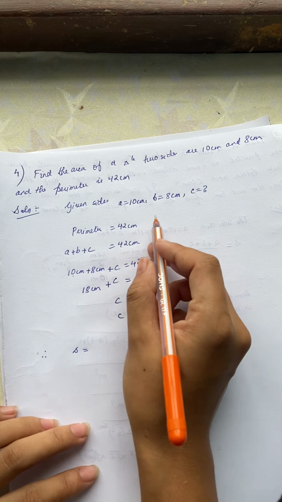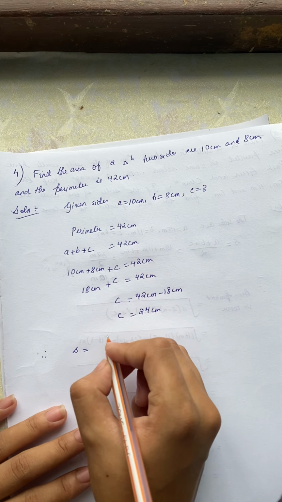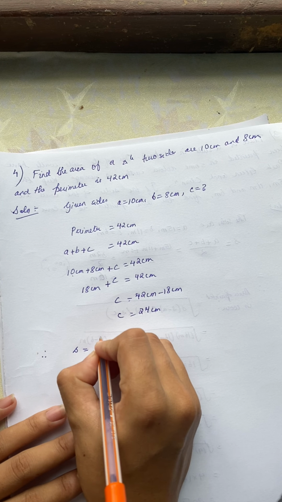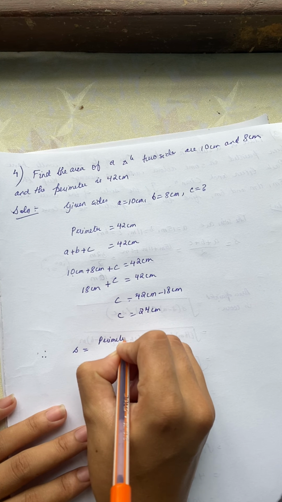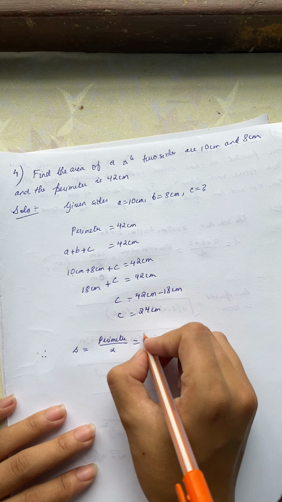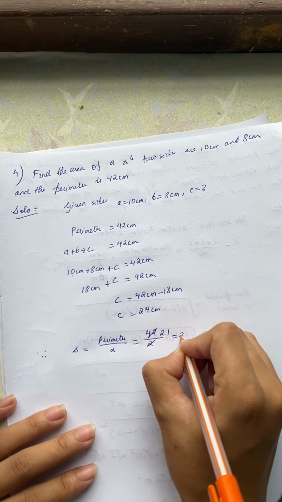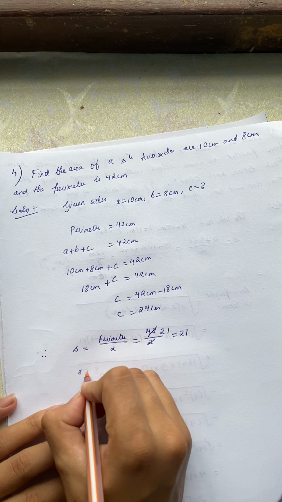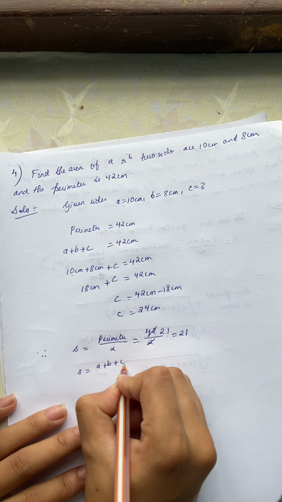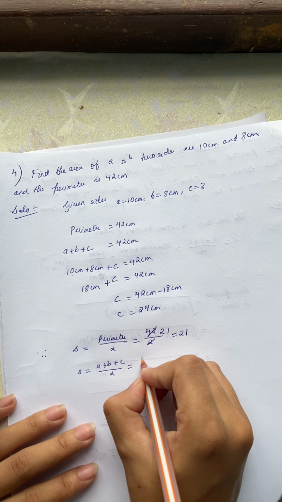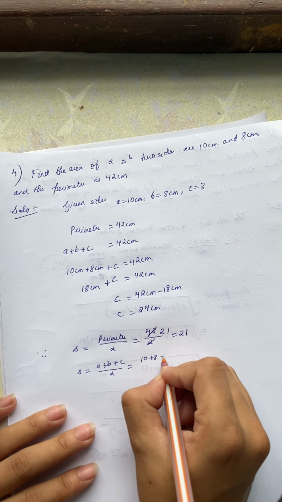So instead of adding all of this, A plus B plus C, what you can do is just take 42. Semi-perimeter is what? Perimeter by 2. So you can just cut your time. Take 42 by 2, that is 21. If some of you are confused, you can use A plus B plus C by 2, and you can add all of them up.